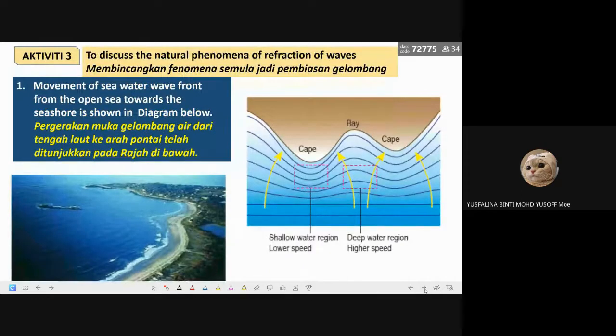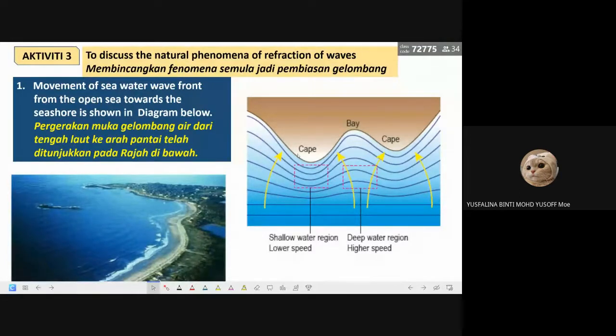For this one, you have to discuss the natural phenomena of refraction of wave. The movement of seawater wavefront from the open sea towards the seashore is shown in the diagram below. This is the wavefront here. You can see the change of the shape. This is the cape, and this is the bay.